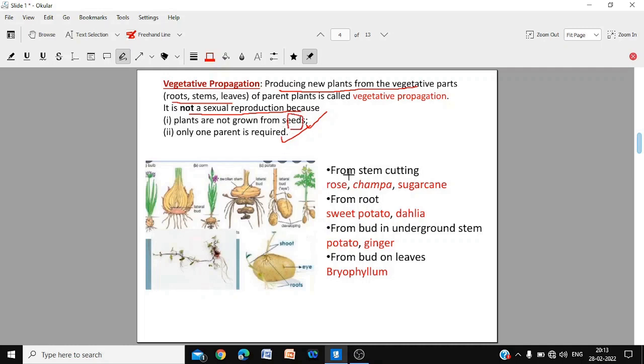Now, it can be from stem cutting. Examples: rose, champa, and sugarcane. It can be from root, sweet potato and dahlia. It can be from bud in underground stem, potato and ginger. It can be from bud on leaves, for instance, bryophyllum. So these are the ways in which we can vegetatively propagate a plant.